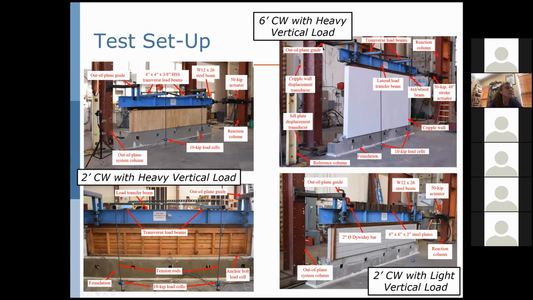We also looked at, for the first time, very tall cripple walls. And here you see a stucco wall standing upwards of 6 feet. I should mention all of these specimens were of a consistent length of 12 feet. So that effectively meant an aspect ratio of 1 to 2 in this configuration.